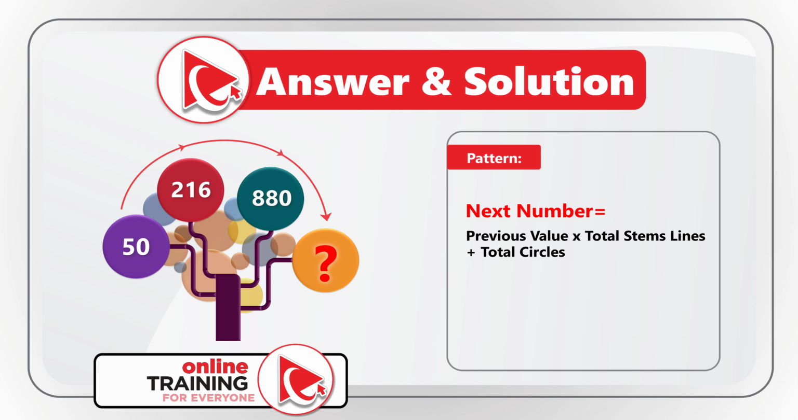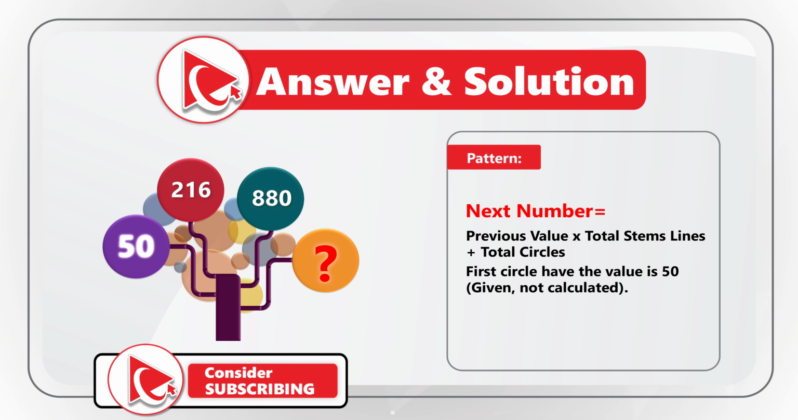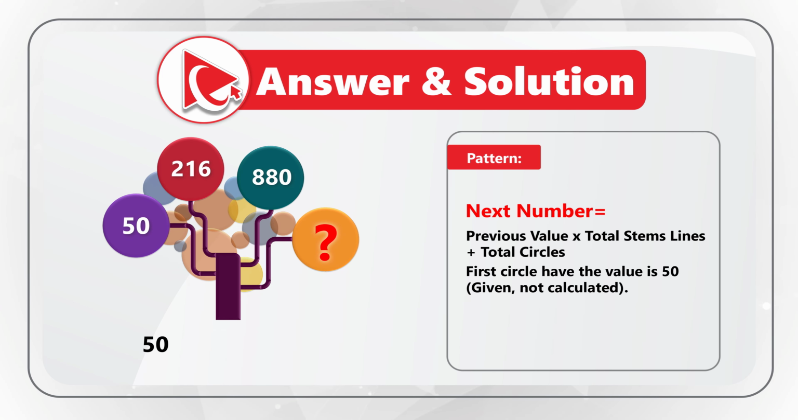Let's look at the example. The first number is 50 in the purple circle, and it's given, not calculated. The second number, though, is calculated previous number 50 multiplied by 4 plus 16, and the result of this is 216. Third number is calculated as 216 multiplied by 4 plus 16 and equals 880.